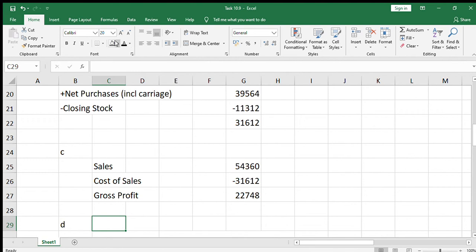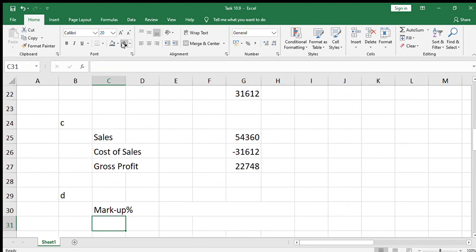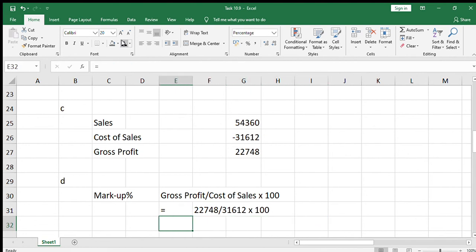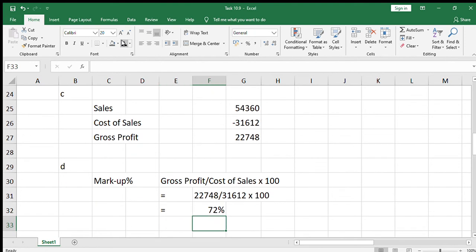Indeed, this is a common question also in this section: to calculate the markup achieved by the business. So remember, you're calculating your markup percentage here. Our markup percentage, we take the gross profit divided by the cost of sales and we multiply the answer by 100. So we're going to say 22,748 divided by 31612 and multiply the answer by 100, which gives us an answer of 72%.